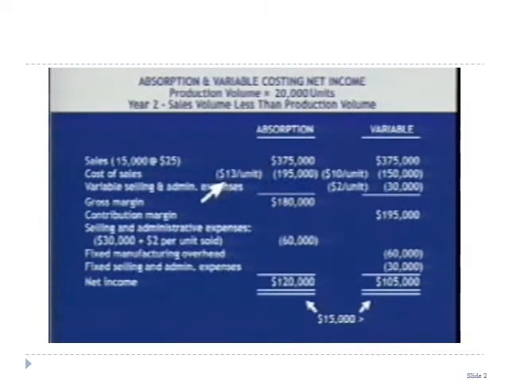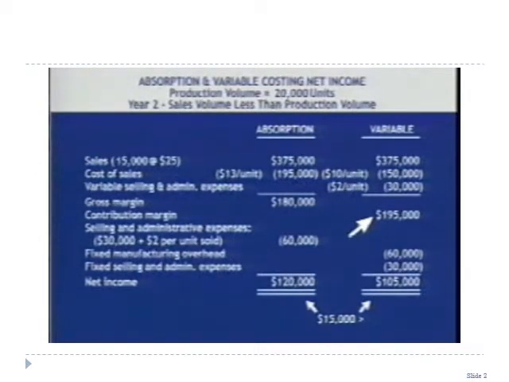At $13 per unit, absorption cost of sales is $195,000. Variable cost of sales includes $10 per unit variable manufacturing cost and $2 per unit variable selling and administrative expenses. Absorption gross margin at $180,000 is $15,000 less than variable contribution margin. So far, it looks as though absorption costing will result in a smaller net income.